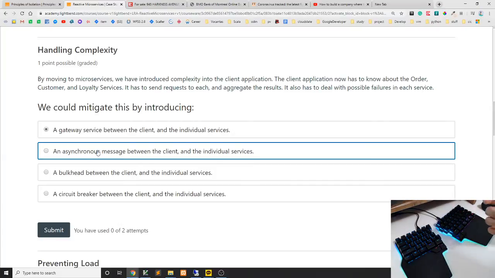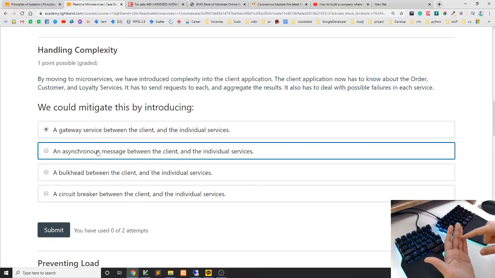A bulkhead between the client and the individual services. Once you have individual services, it means that it has a bulkhead, so you don't need to have the additional bulkhead between the client and the individual services.